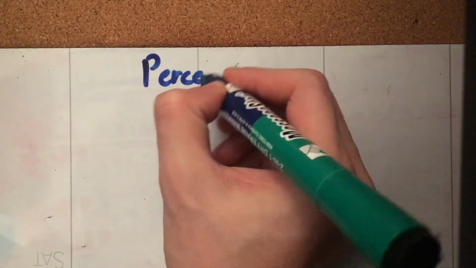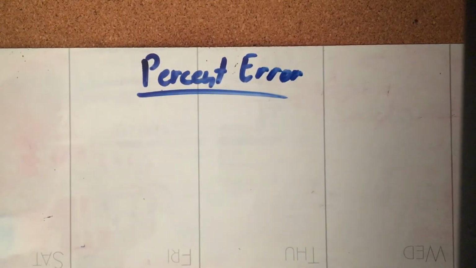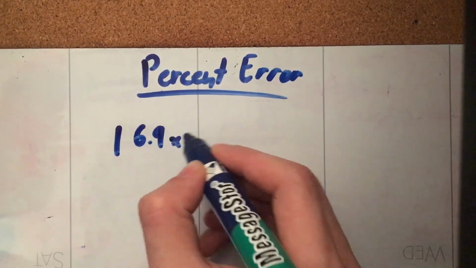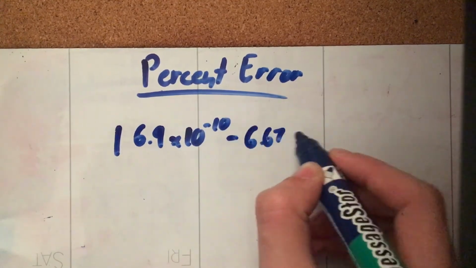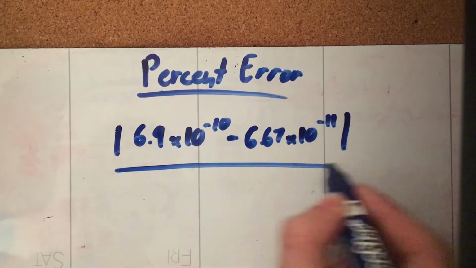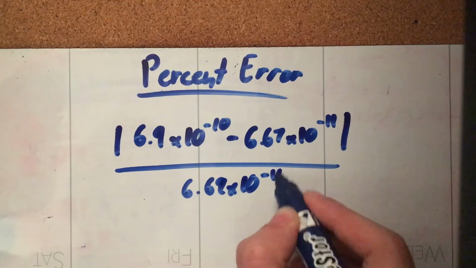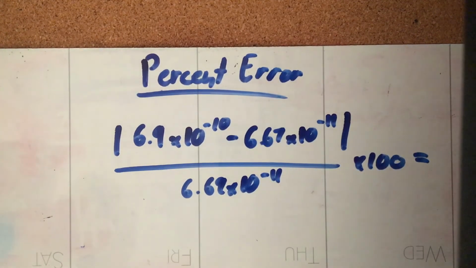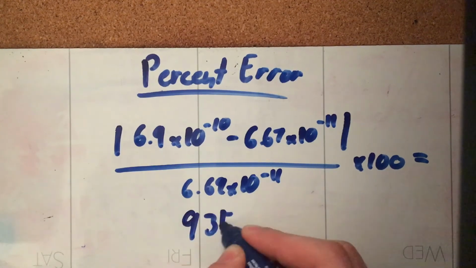Percent error is found by taking our predicted value and subtracting the accepted value of G, then taking the absolute value of those two, then dividing the whole thing by the accepted value of G, multiplying it by 100, to finally get our percent error of 935.5%.